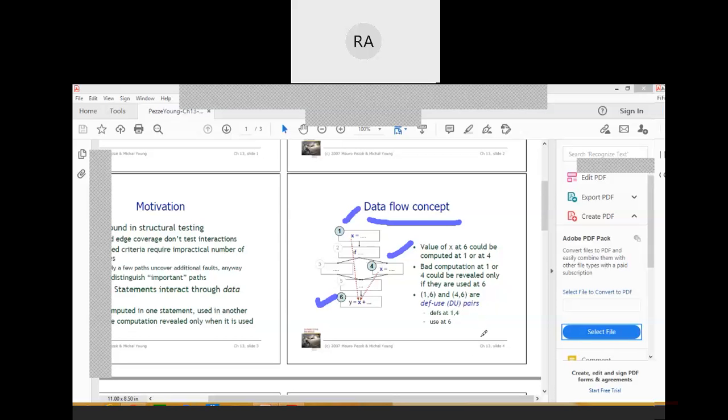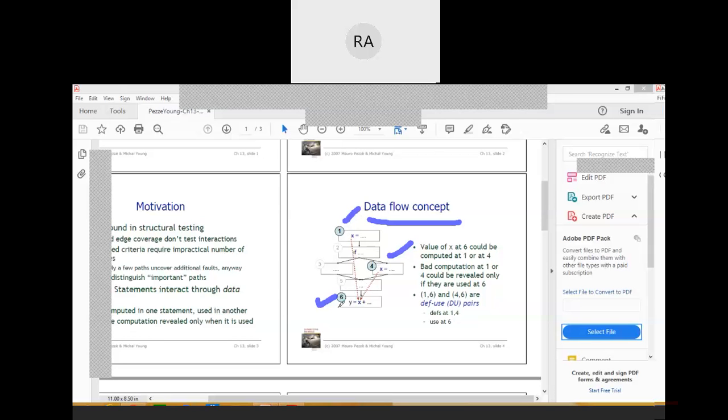Because if I consider node number 1, if the particular if condition is evaluated to true, then directly I will be traversing this path to reach node number 6. In between, I don't have any node which is redefining the value for x. That's why 1 and 6 form a DU pair, that is a definition use pair, with respect to the variable x. Similarly, the nodes 4, 6 are also forming a DU pair.